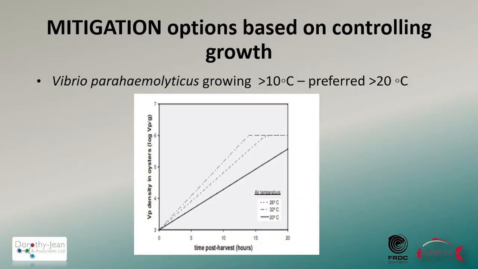Remember, when the temperature is between 20 and 25 degrees, Vibrios are one of the fastest multiplying organisms that we know of, and they will multiply and multiply again and again on a logarithmic scale every 27 minutes. So you'll quickly have areas where you have high numbers.